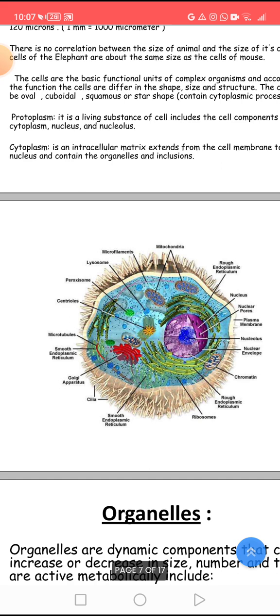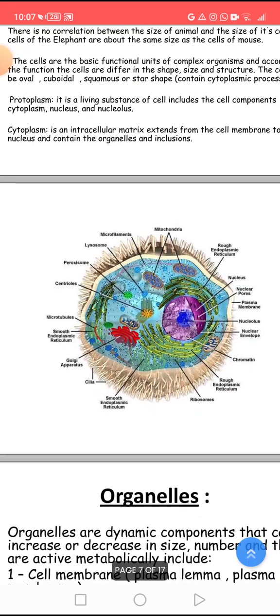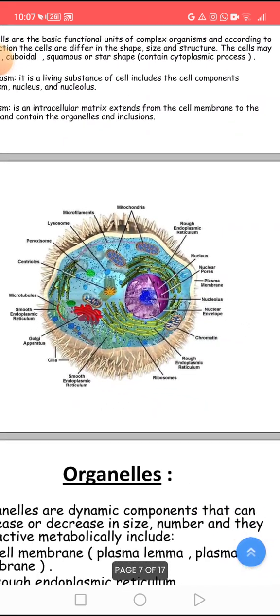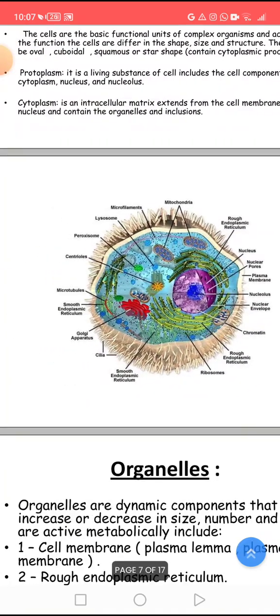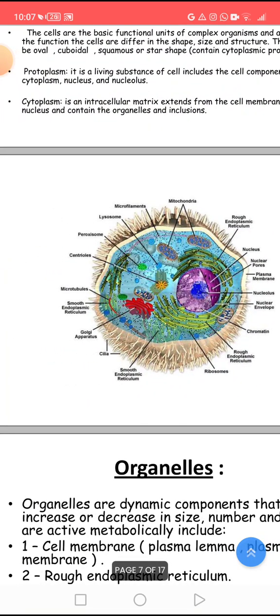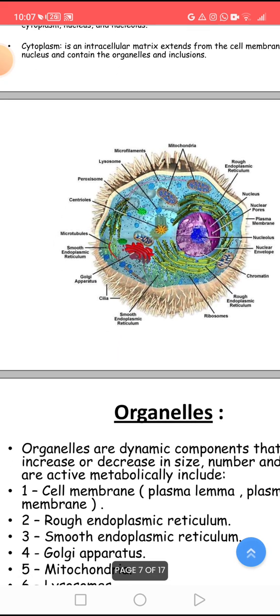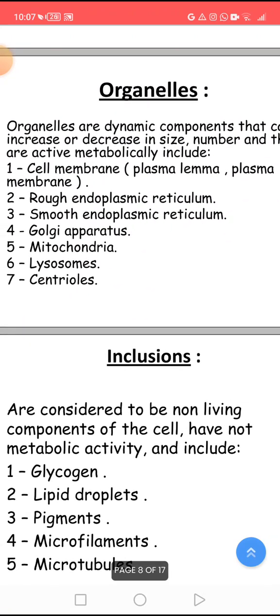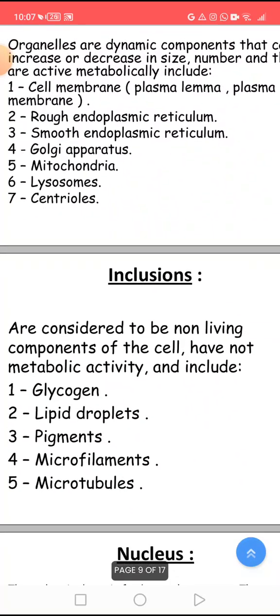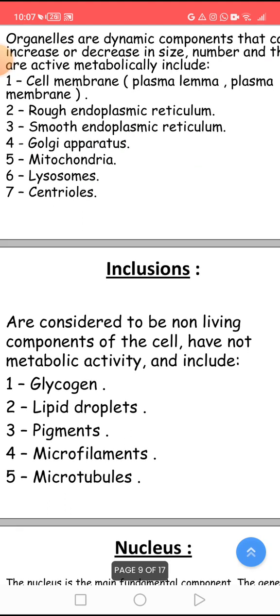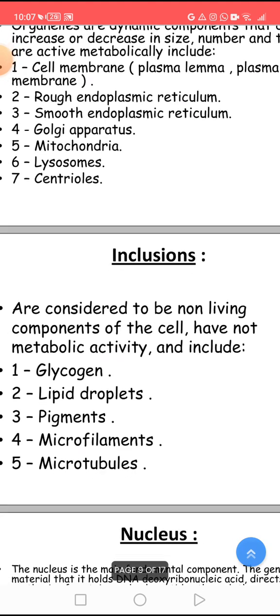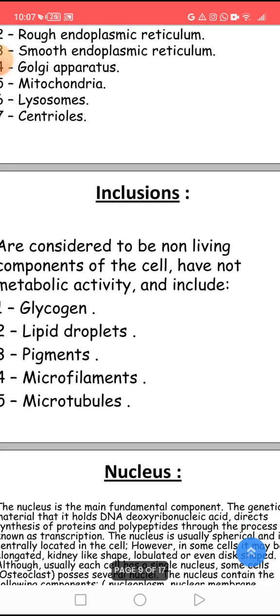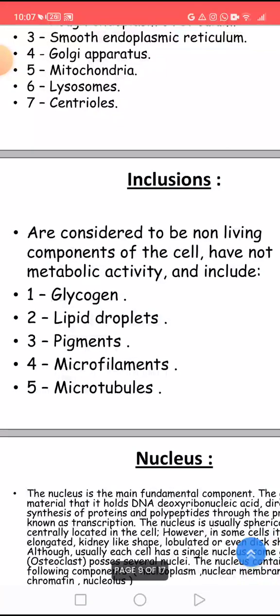Includes the cell components and the cell. And we have cytoplasm. The intracellular matrix extends from the cell membrane to the nucleus and contains the organelles and inclusions. The organelles are living and they do the metabolic activity, such as the cell membrane, rough endoplasmic reticulum and smooth endoplasmic reticulum, or RER and SER, Golgi apparatus or Golgi complex, mitochondria. Mitochondria is one of the most important organelles, lysosome and centrioles.